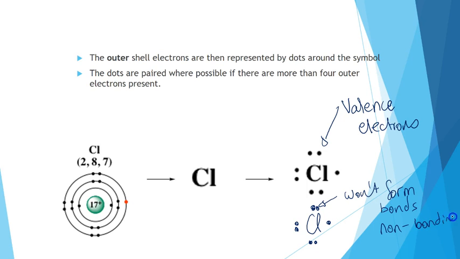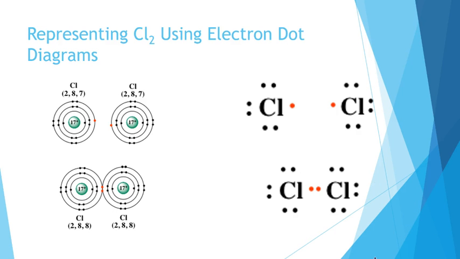Okay, but what we're interested in when we go to build our structures is these unpaired electrons here, because they will form bonding electrons, and those are the ones that are going to be shared when we go to look at the formation of bonds.